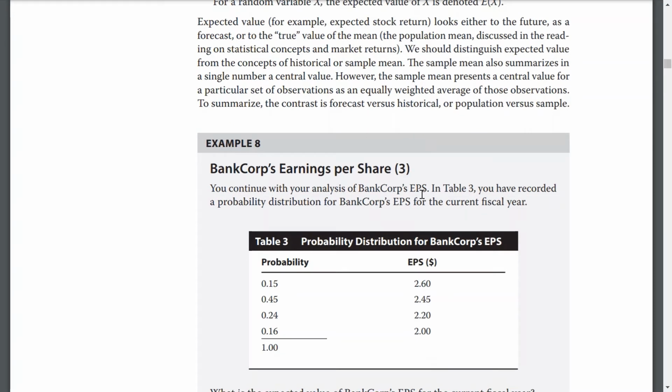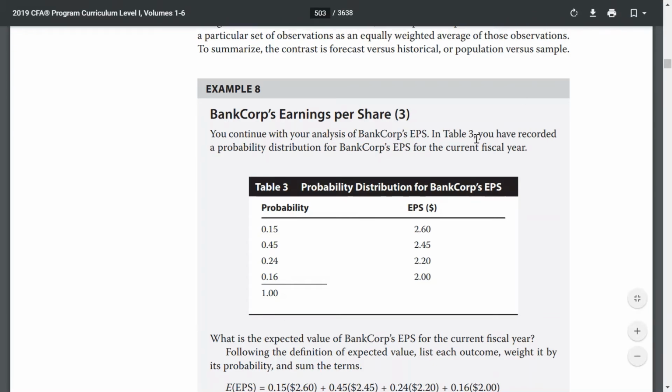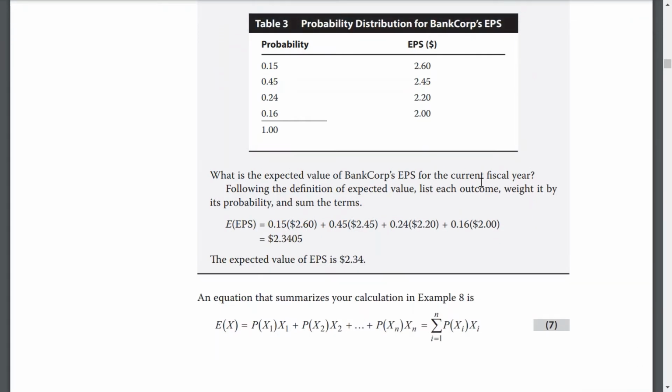Example 8, Bank Corp's earnings per share. You continue with your analysis of Bank Corp's EPS. Earnings per share stands for EPS. In Table 3, you have recorded a probability distribution for Bank Corp's EPS for the current fiscal year. Here's the table. What is the expected value of Bank Corp's EPS for the current fiscal year? Following the definition of expected value, list each outcome weighted by its probability and sum the terms.